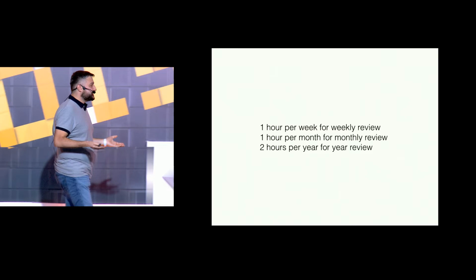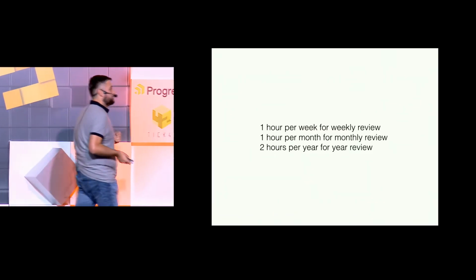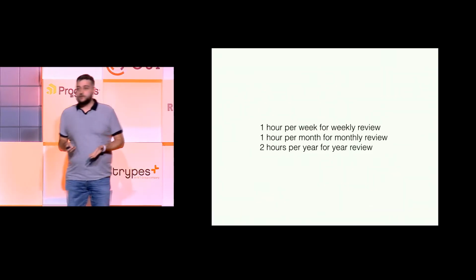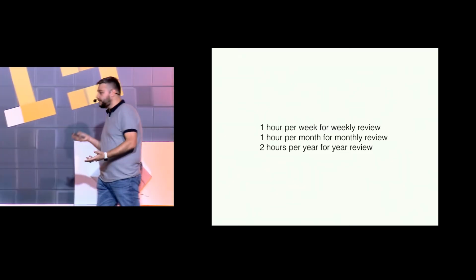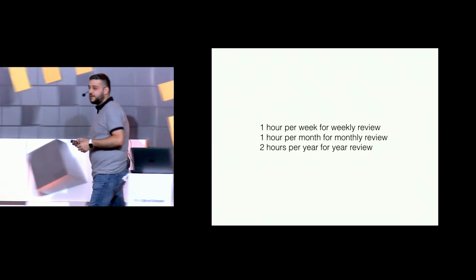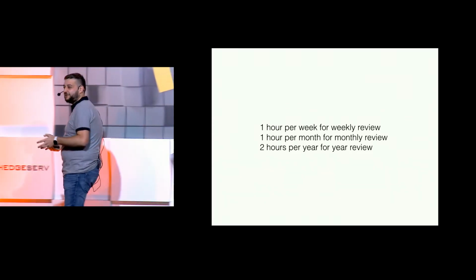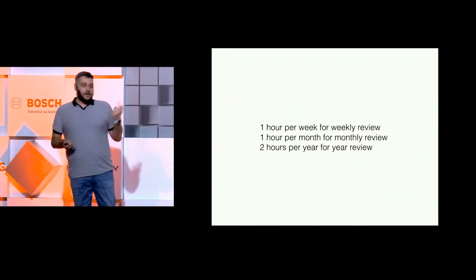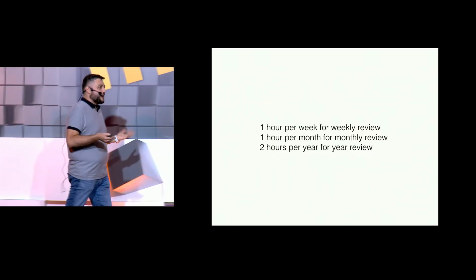Again, every 4 weeks, the month ends, usually. So you just take an extra hour, combine it with your weekly review, and you say, this month, did I achieve what I wanted to achieve? Did I get that vacation I wanted to get? Why didn't I do that? And it takes basically 1 hour.